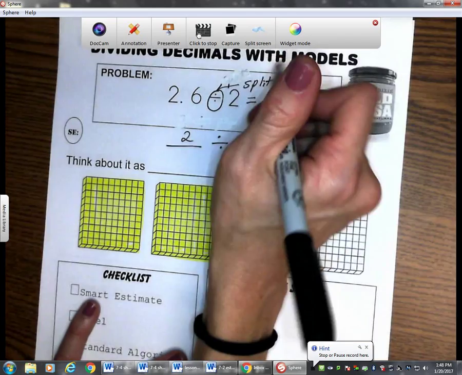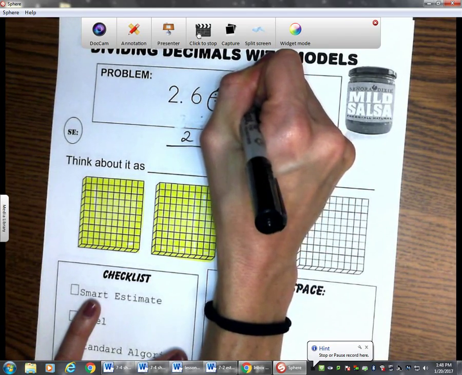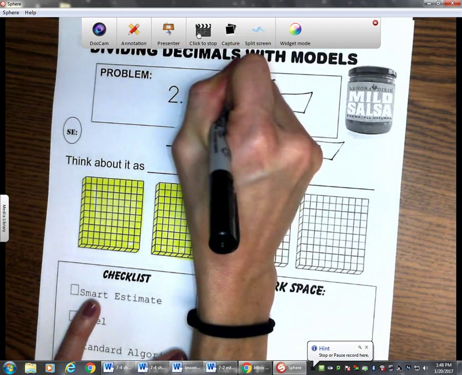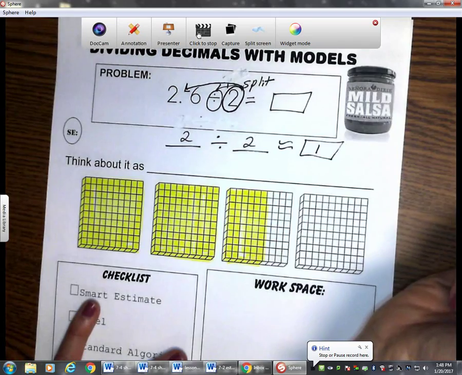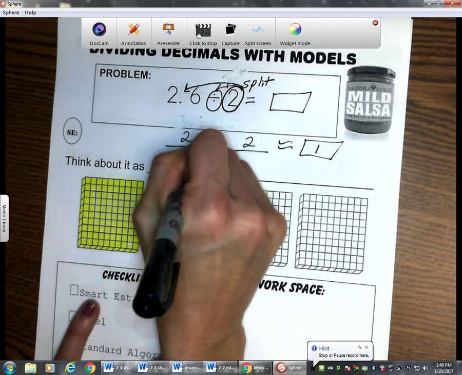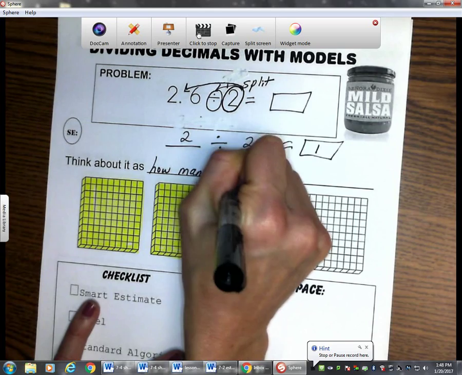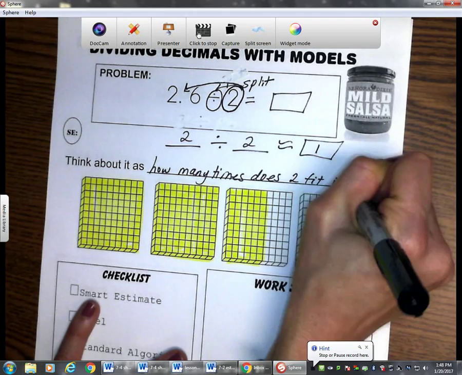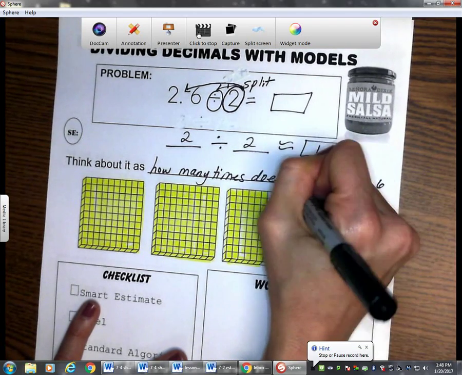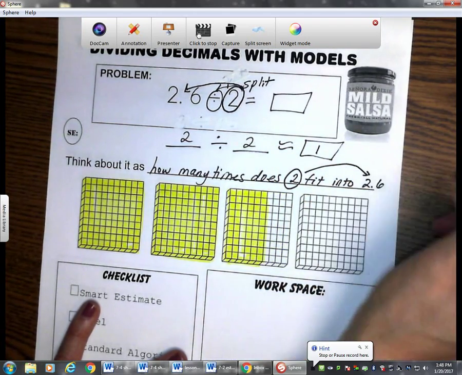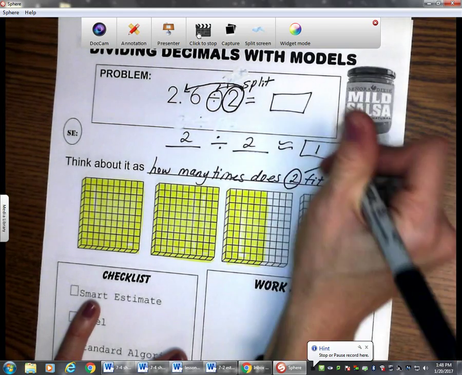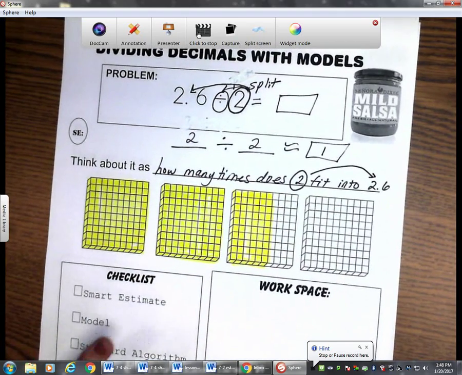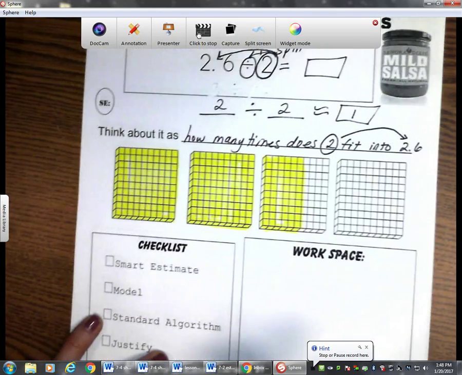Another way to think about this is how many times does 2 fit into 2 and 6/10? Well, I know it fits in once and a little bit more. So again, my answer should be somewhere around 1, probably just a little bit bigger than 1. So that is our smart estimate part of this.